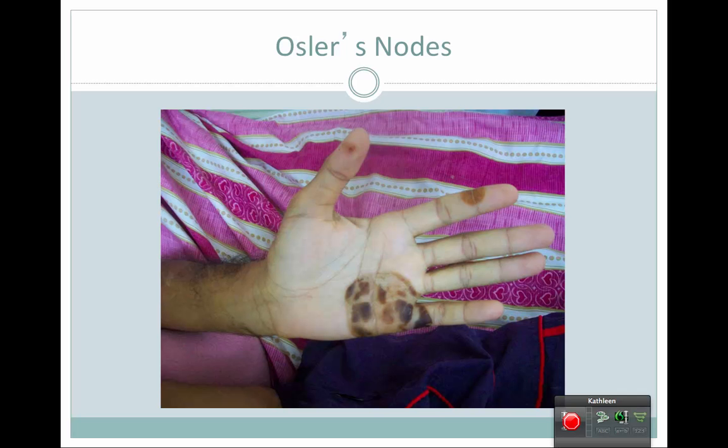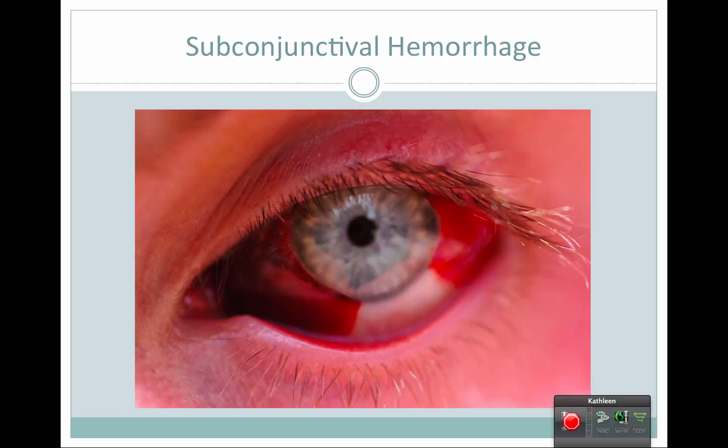Osler's nodes are differentiated from Janeway lesions because these are painful and tender, whereas Janeway lesions are non-tender. Okay, so you need to know that. These are small, tender, cutaneous nodes, usually present in the fingers and toes, that may be seen in subacute bacterial endocarditis. The nodes are caused by emboli dislodged from infected heart valves.